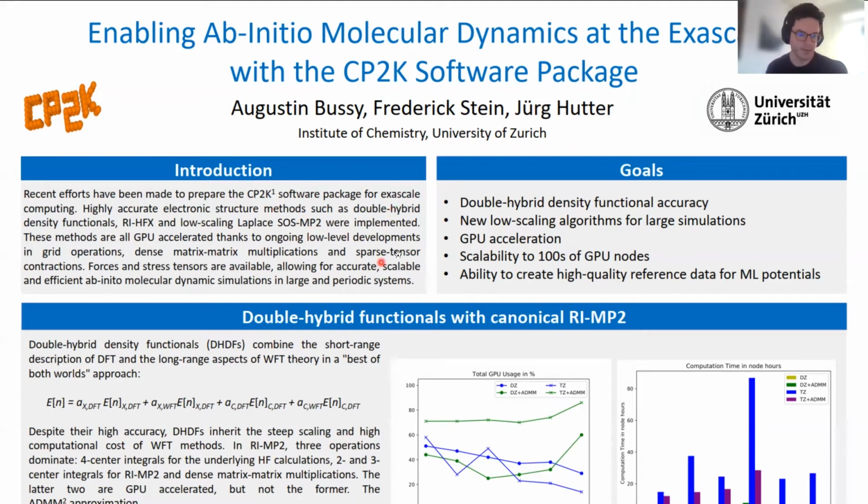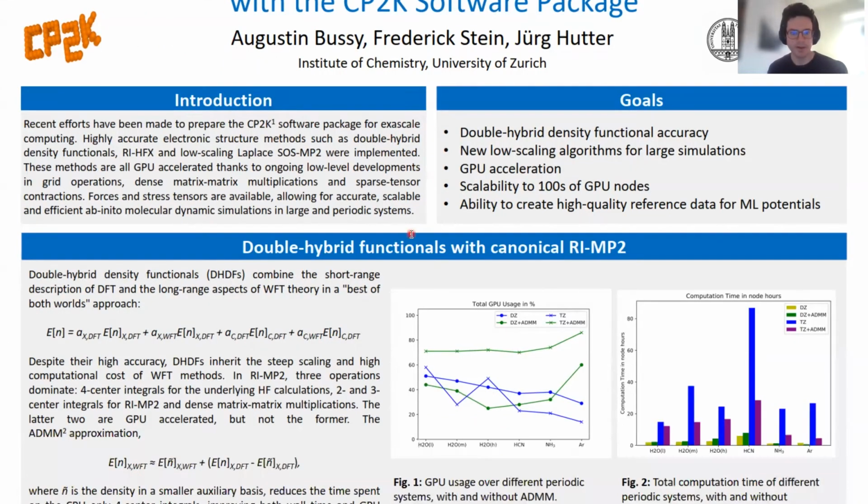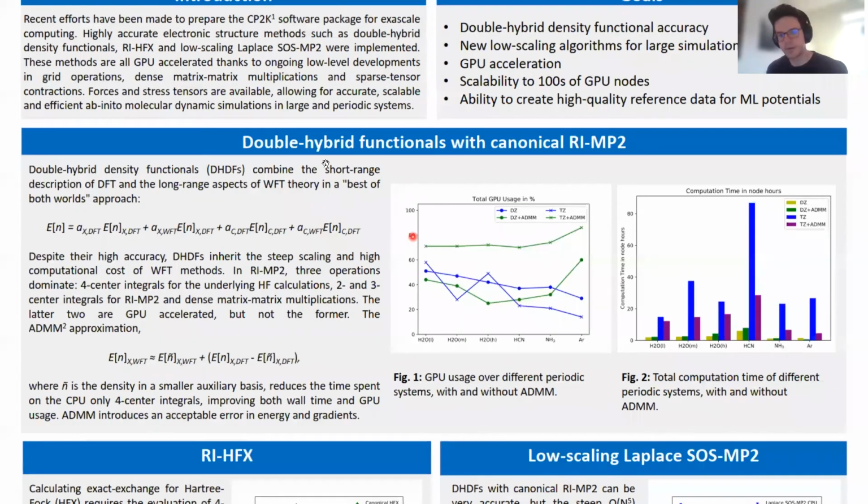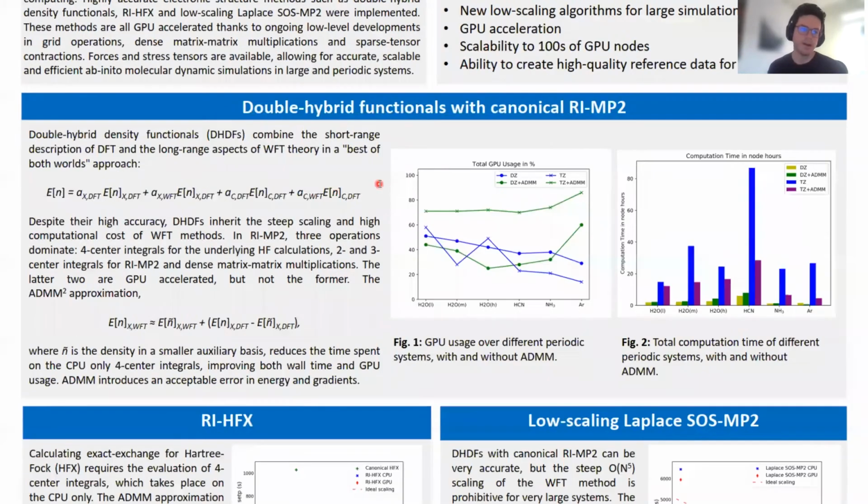We are quantum chemists, so we work on a higher level of theory. For example, here in double hybrid functionals, the idea is to mix exchange and correlation from DFT and wave function theory to get the best of both worlds. In this case, we are using MP2, and MP2 has a lot of dense matrix multiplications and numerical integrals, which are perfect for GPU acceleration.